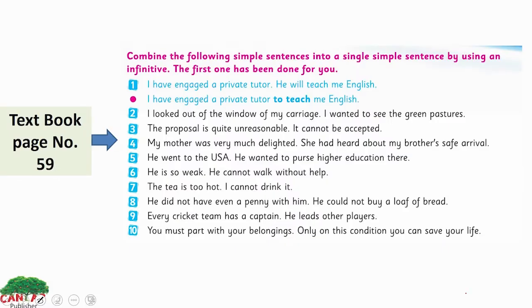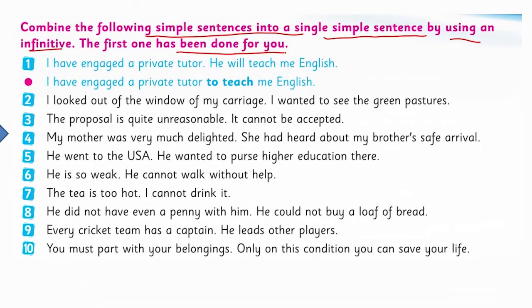So let's have an exercise of it here. Combine the following simple sentences into a single simple sentence by using an infinitive. The first one has been done for you. Look here. I have engaged a private tutor. He will teach me English. I have engaged a private tutor to teach me English.